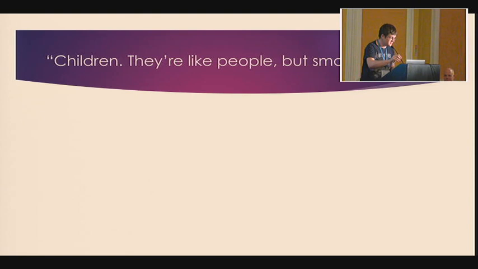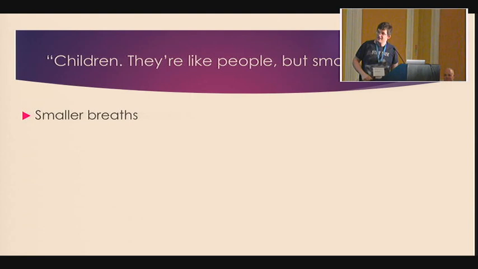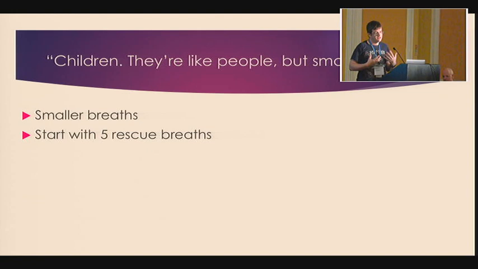To quote Daniela, children are like people but smaller. So you do smaller breaths because you don't want to damage their lungs. You start with 5 rescue breaths because it's likely that they will have collapsed because they've stopped breathing first. You use 1 hand, not 2. So 1 hand, that kind of movement.